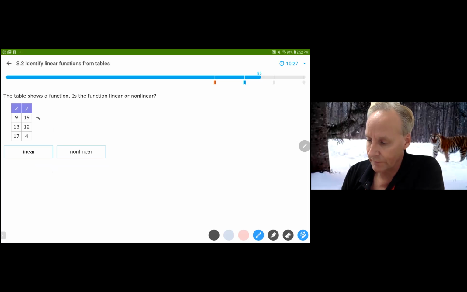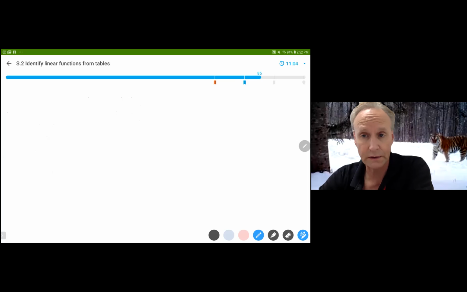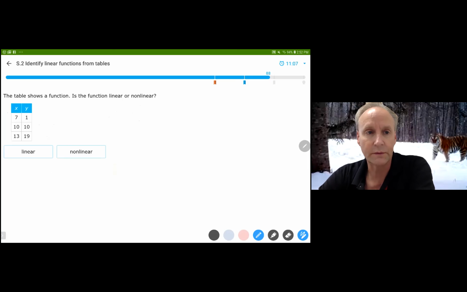From 19 to 12, I went down 7. And from 9 to 13, I went up 4. So the slope for my first pair is -7/4. Let's see what happens in the next set. From 12 to 4, I went down 8. And from 13 to 17, I went up 4. So this is -8/4, which is not equal. They're nonlinear, but they're darn close. If you were to graph those, it would look pretty linear.